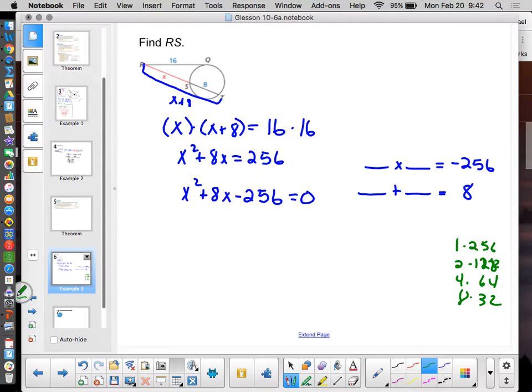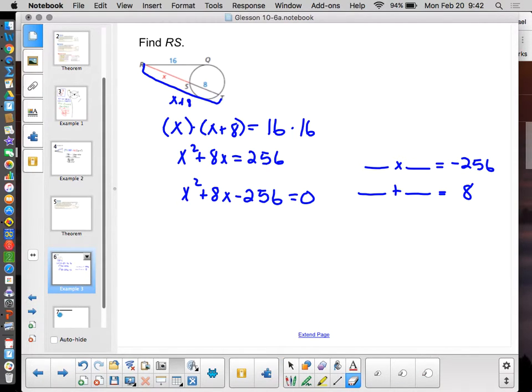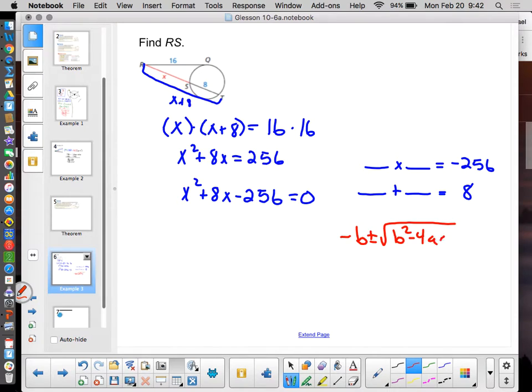There's nothing that really works with a product there. Not liking this problem so much right now, which means we're going to have to revert. When I can't factor it, I have to revert to the quadratic formula. So that didn't factor. Even less nice. Because there are no two numbers that multiply to give me 256 and add to give me 8. So we go to the quadratic formula.